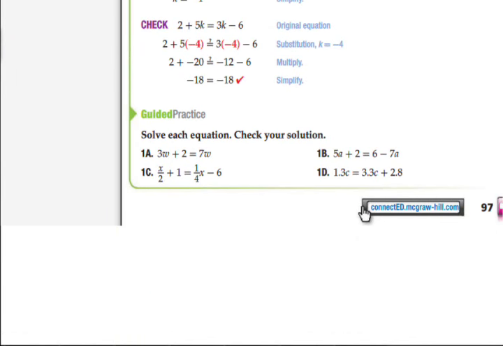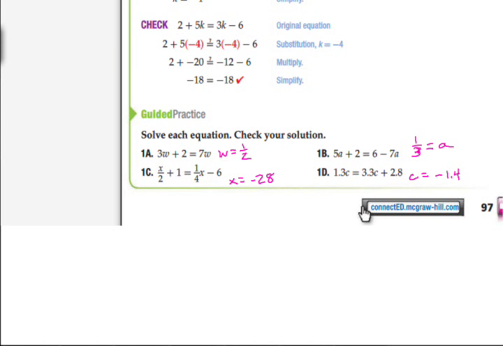No problem. Go ahead and take a second, get some answers for A, B, C, and D. Pause the video now, take a second, get some answers, and then we will go over them. All right, so here's the answers I got. I got W equals 1.5, X equals -28, A equals 1/3, and C equals -1.4.